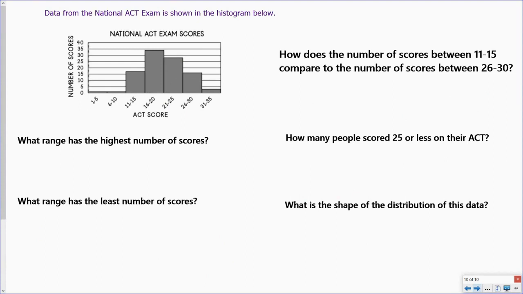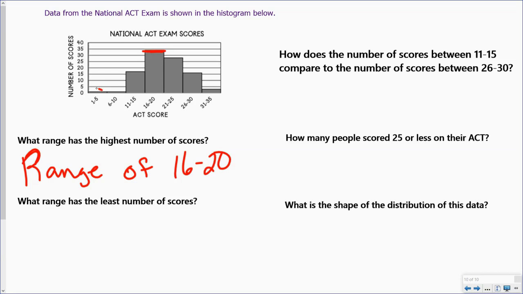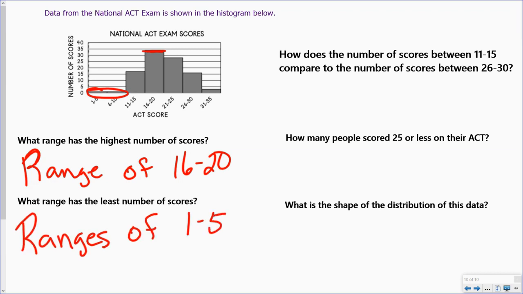So again, still looking at this ACT histogram. What range has the highest number of scores? Well, it looks like the range of 16 to 20, because that is my tallest range up here. What has the range of the least number of scores? Looks like over here, that's going to be right in there. So we have two ranges. So ranges of 1 to 5 and 6 to 10.